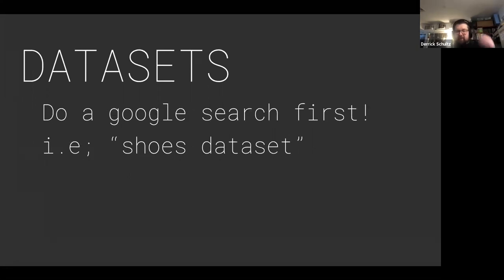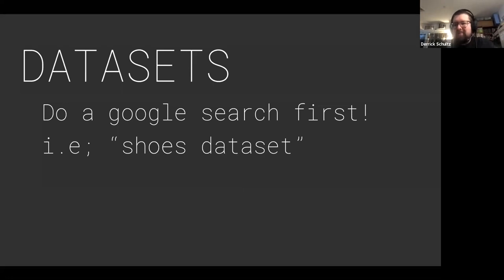So what I usually recommend, if you're just going to try to find a data set, like off the internet or whatever, is first just do a Google search. If you do a Google search for shoes data set, I know you'll find a number of shoe data sets. I think Zappos has one, and a bunch of other companies have one.